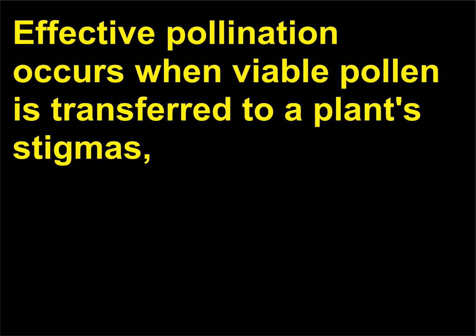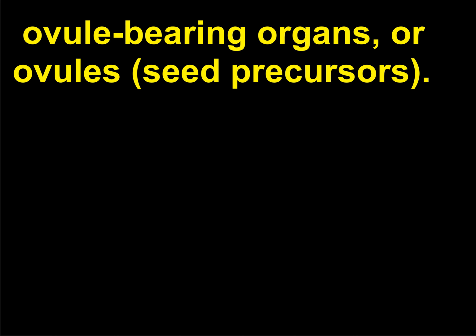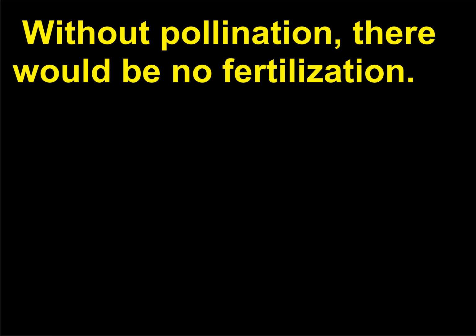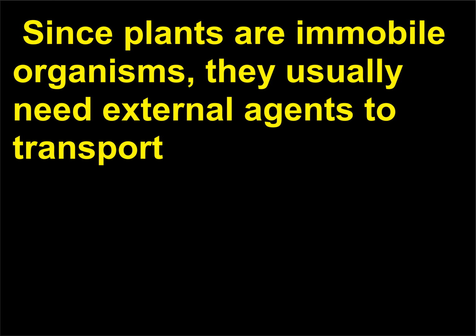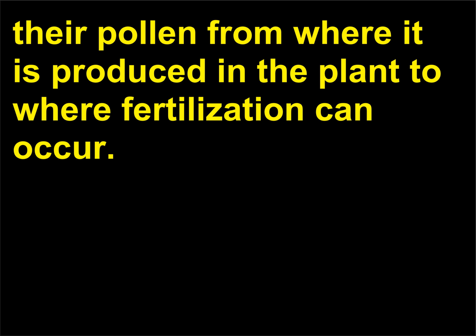Effective pollination occurs when viable pollen is transferred to a plant's stigmas, ovule-bearing organs, or ovules, seed precursors. Without pollination, there would be no fertilization. Since plants are immobile organisms, they usually need external agents to transport their pollen from where it is produced in the plant to where fertilization can occur.